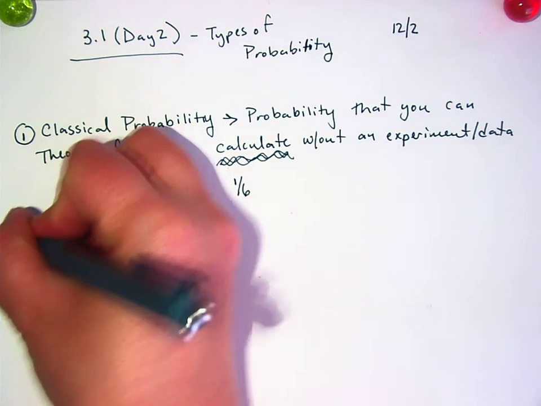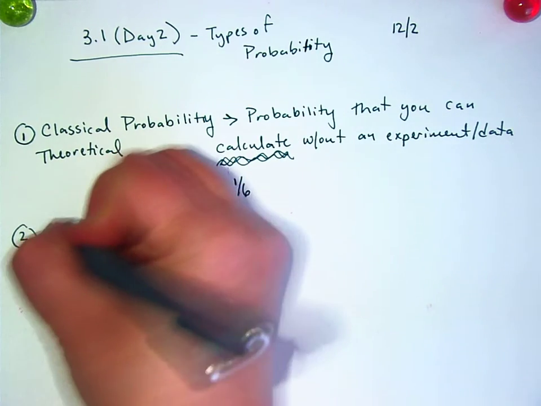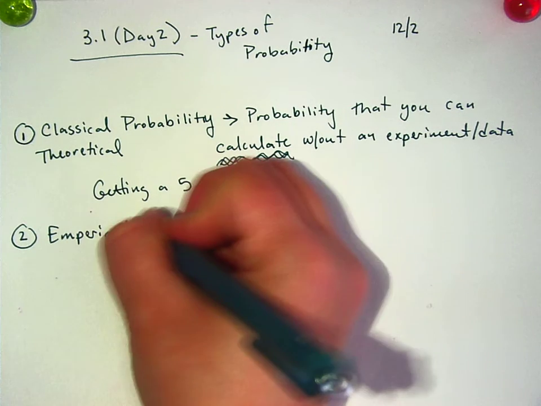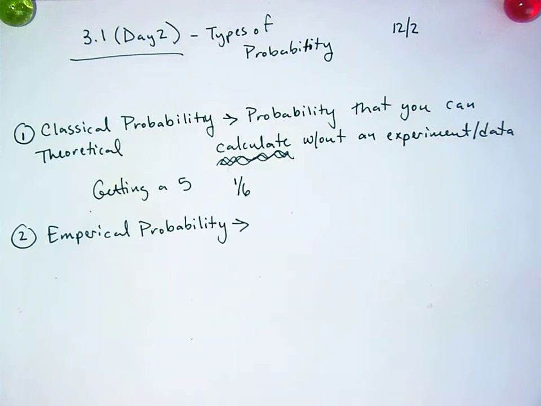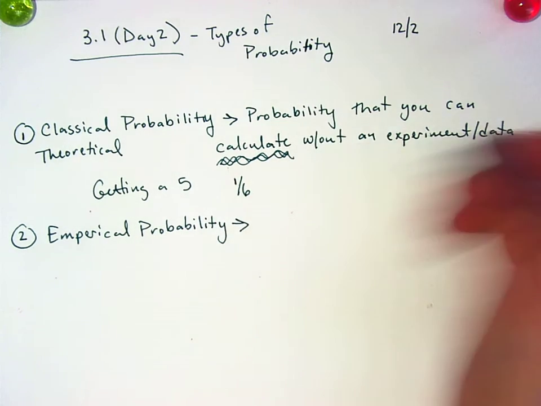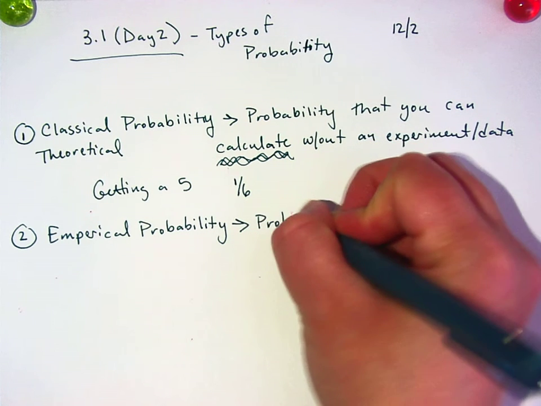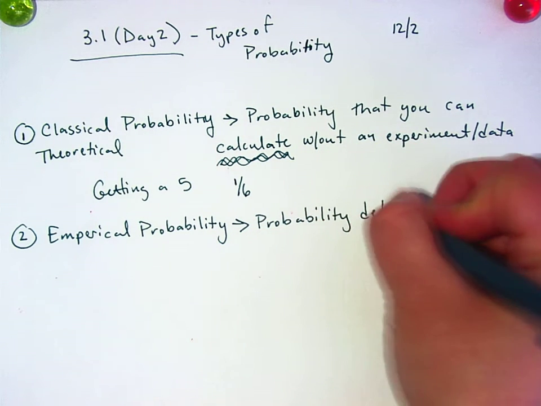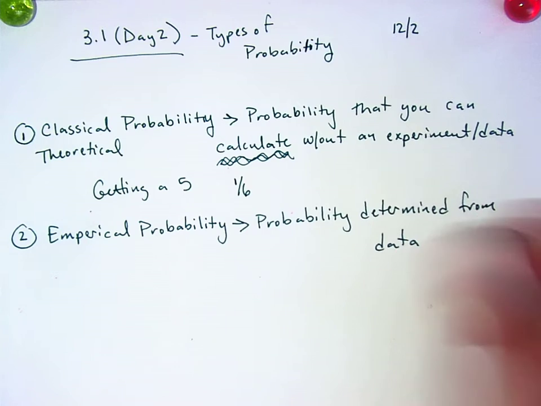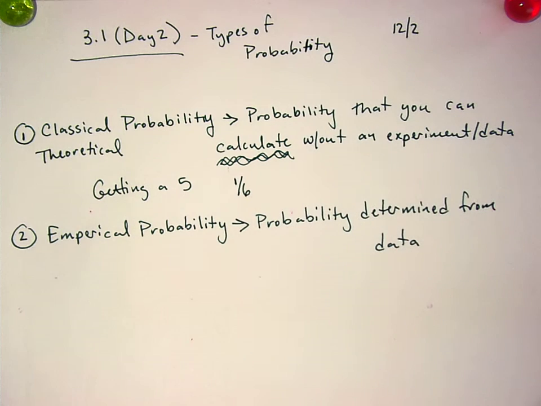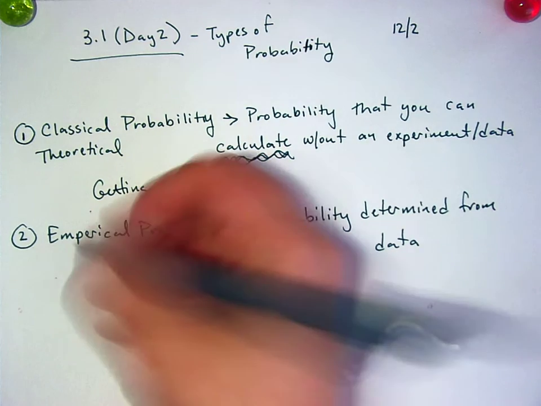All right, second thing is called empirical probability. Empirical is specifically a probability determined from data. So you go get some data, either from an experiment or a survey or something like that, and then you make predictions based on that data. Anybody think of a real life situation where we would do that? Yeah? Like surveying people who are going to vote for. Yeah. Like political polls?